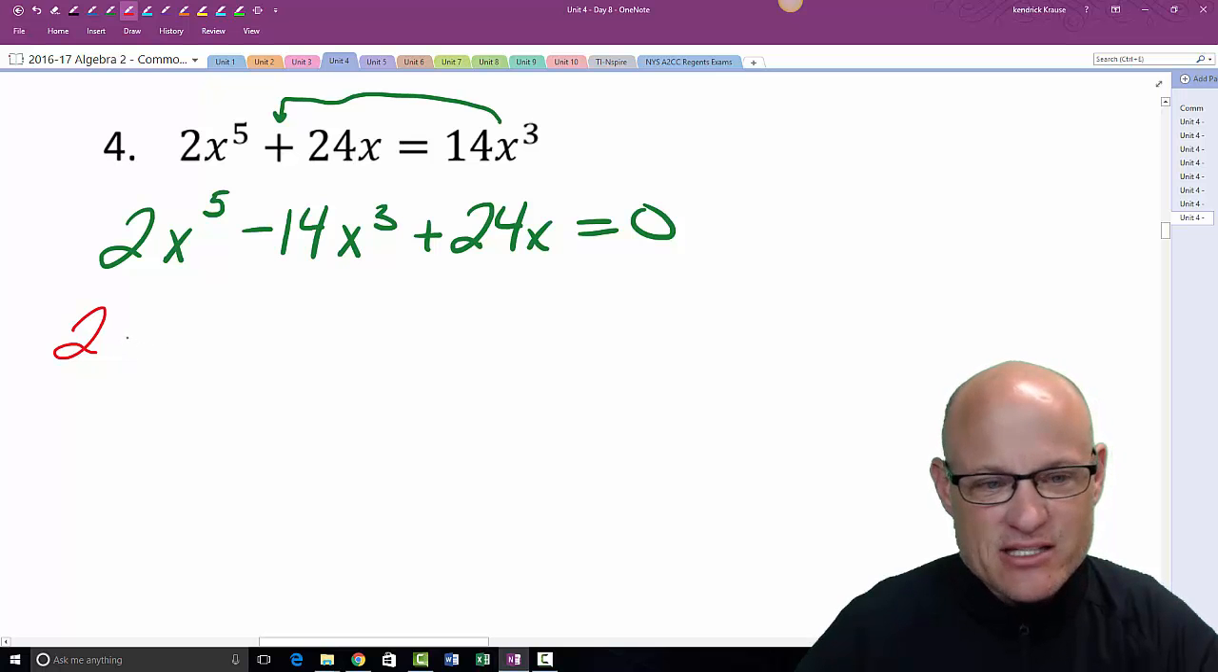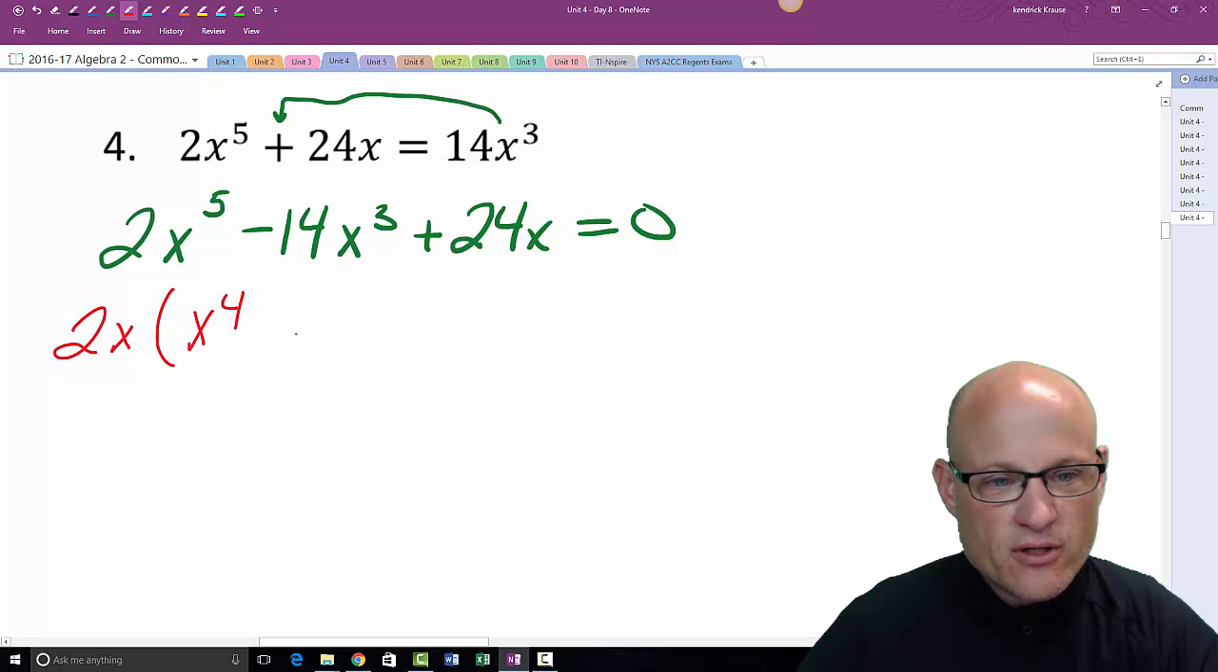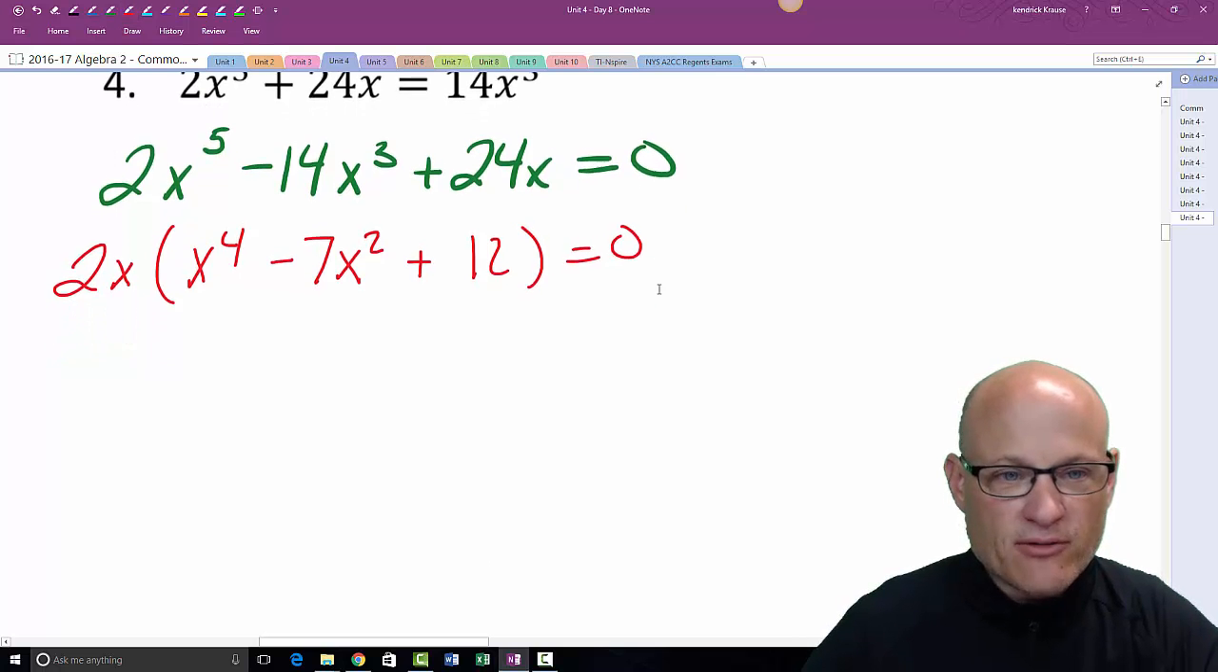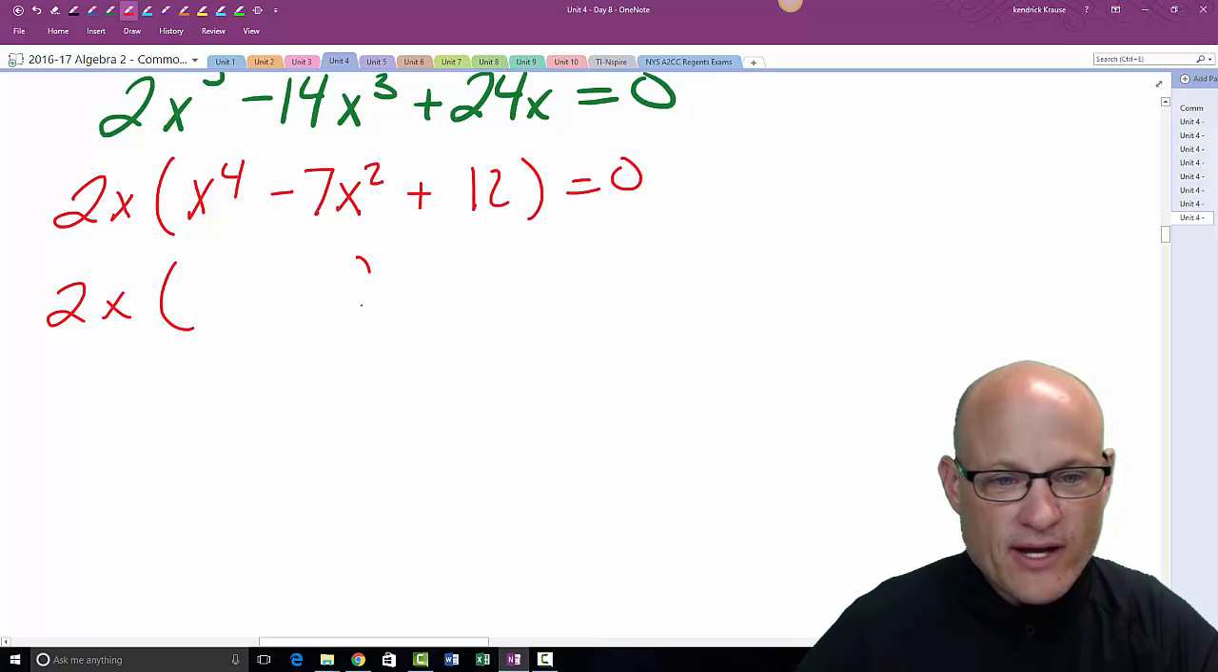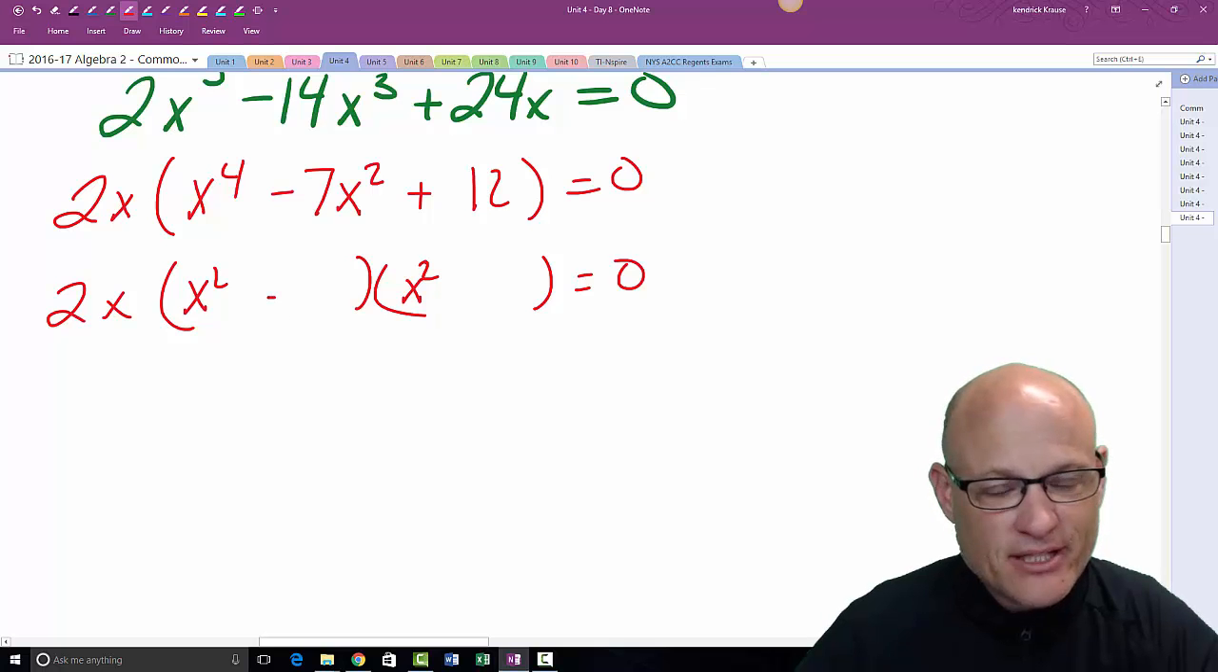The GCF in this case is 2x. So I'm left with x to the 4th minus 7x squared plus 12 equals 0. Now I'm going to keep factoring. Leave the 2x here. Since it's easy factoring again, I'm just going to keep going. This is going to give me x squared and x squared. Let's see, multiply to 12 that add up to 7. You got it, minus 3, minus 4.